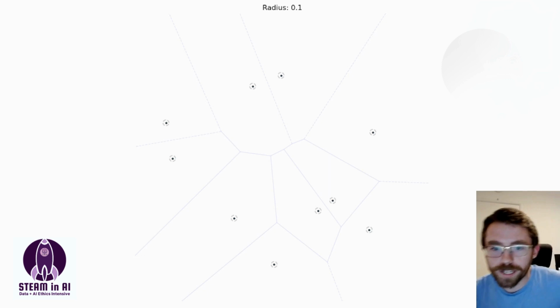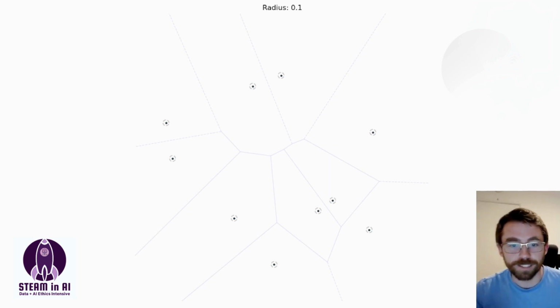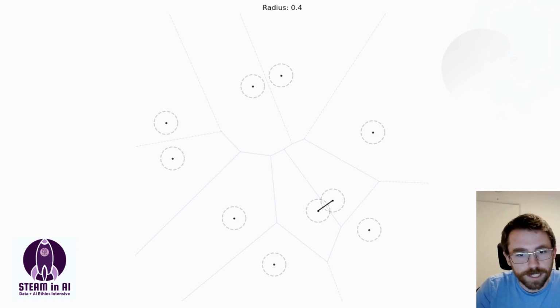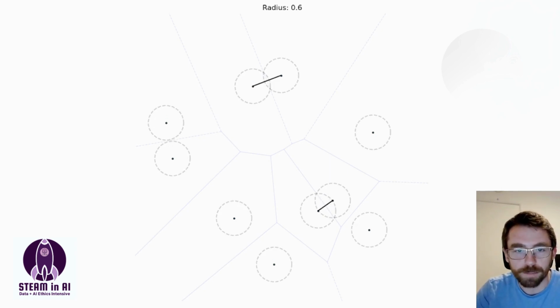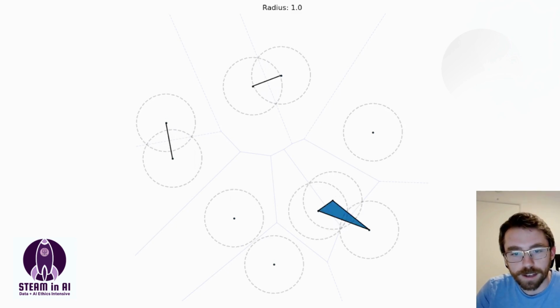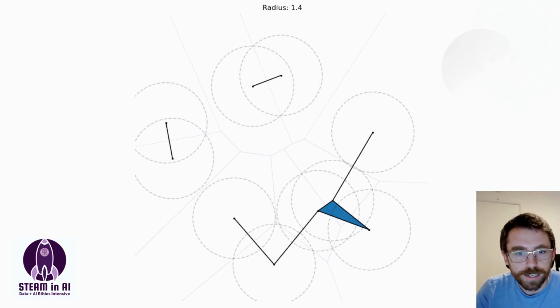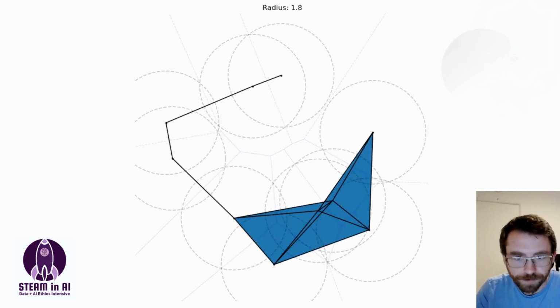So in this toy example, let's imagine I have these 10 polling sites. What persistent homology does is it gradually expands circles around those polling sites until said circles intersect, at which point you introduce a line segment between them. And if three such polling sites ever intersect, you introduce a little triangle between them, and you start to see structure forming as time goes on.